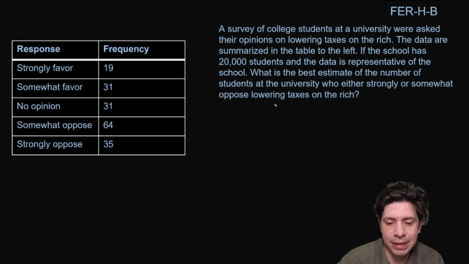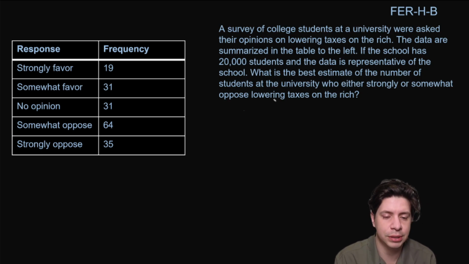We have to estimate something where we're combining values and go from there. So a survey of college students at a university were asked their opinions on lowering taxes on the rich. The data are summarized in the table to the left. If the school has 20,000 students and the data is representative of the school, what is the best estimate of the number of students at the university who either strongly or somewhat oppose lowering taxes on the rich?